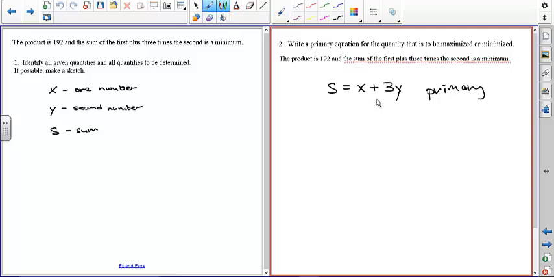So I'm just going to write what the secondary equation is, and then we'll start on this on Thursday. But the secondary equation is going to be x times y equals 192. The product of the two numbers, which is what that is, 192. So what we're going to do is we're going to solve either for x or y, substitute in here to make this entire right-hand side in terms of one variable, and then we'll take the derivative with respect to x or y, depending upon which substitution we choose, and use the stuff we learned in calculus to figure out what are the x and y values that satisfy these restrictions.